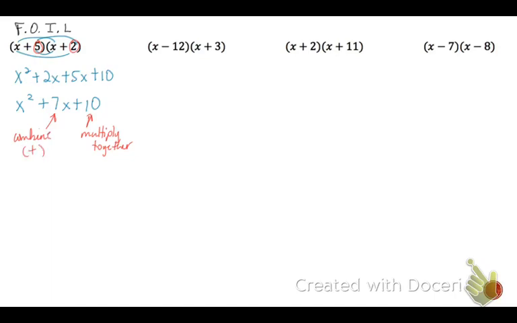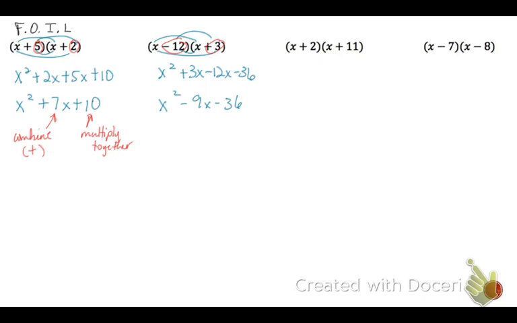So let's see if this pattern holds. Let's multiply x minus 12 times x plus 3. So x times x is x squared. X times 3 is 3x. Negative 12 times x is negative 12x, and negative 12 times 3 is negative 36. Now let's combine our middle terms, x squared minus 9x minus 36.